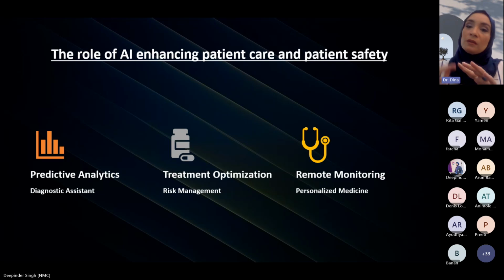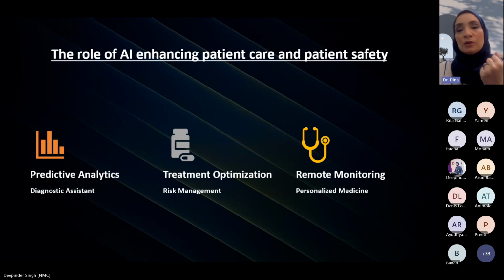So you are optimizing your treatment. You are automatically complying with the stewardship rule according to whatever guidelines you build on the system. And at the same time, you're improving the quality of care that you provide to the patient. So this is a type of treatment optimization AI. Remote monitoring is also an AI.